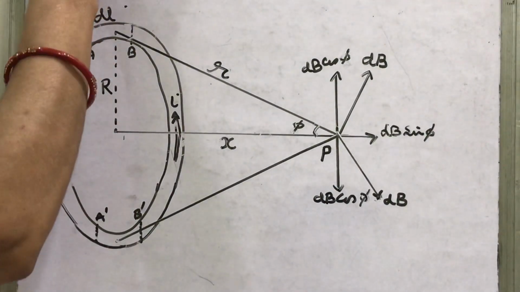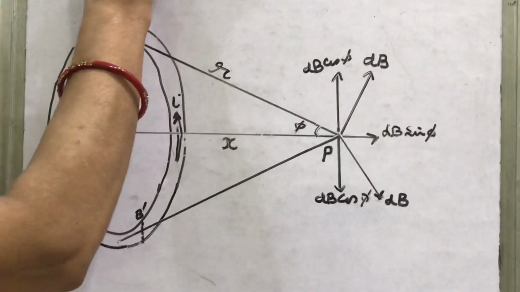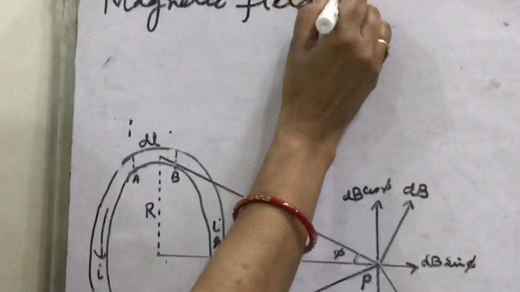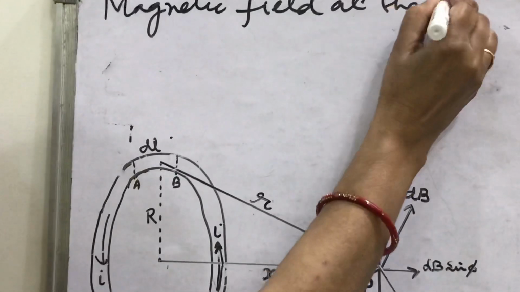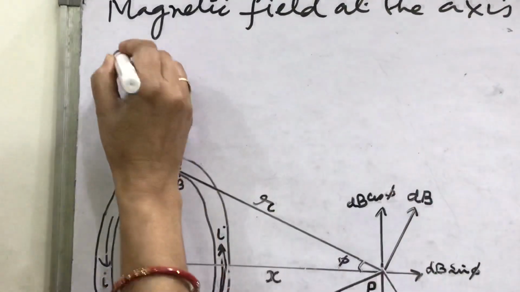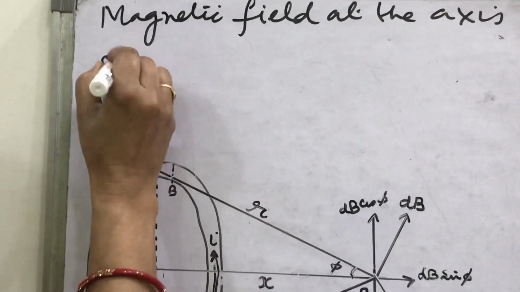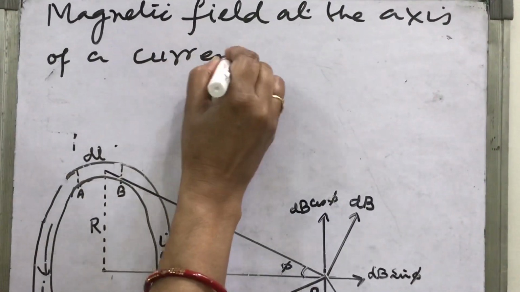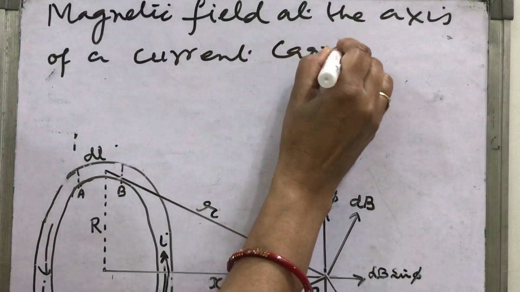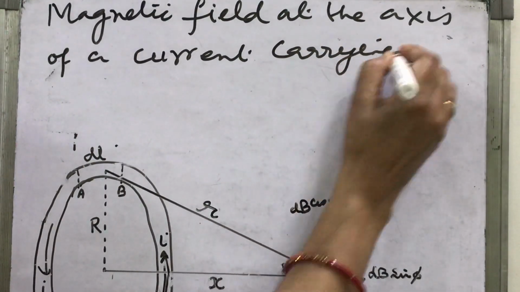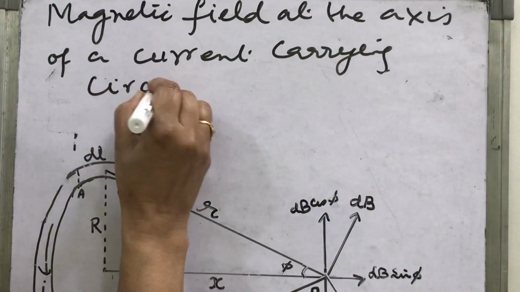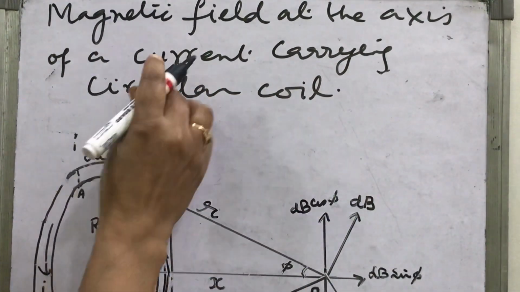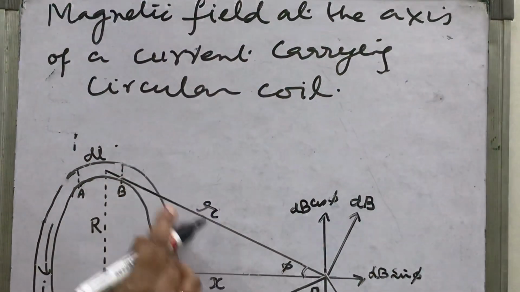Let us discuss the magnetic field at the axis of a current carrying circular coil. So this is the current carrying circular coil.